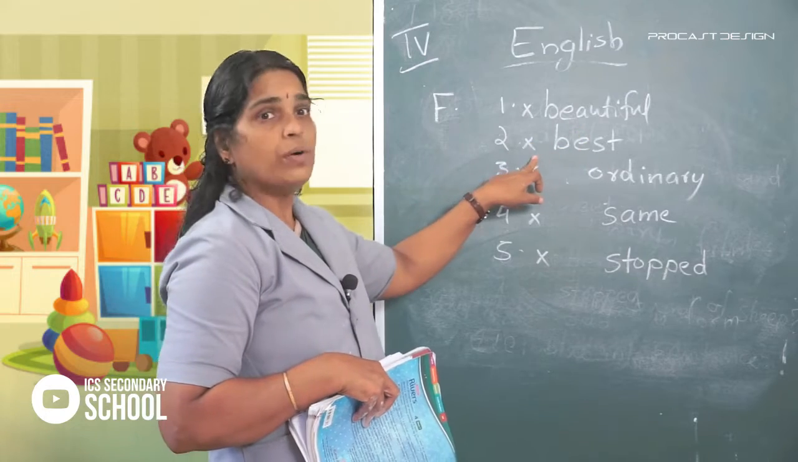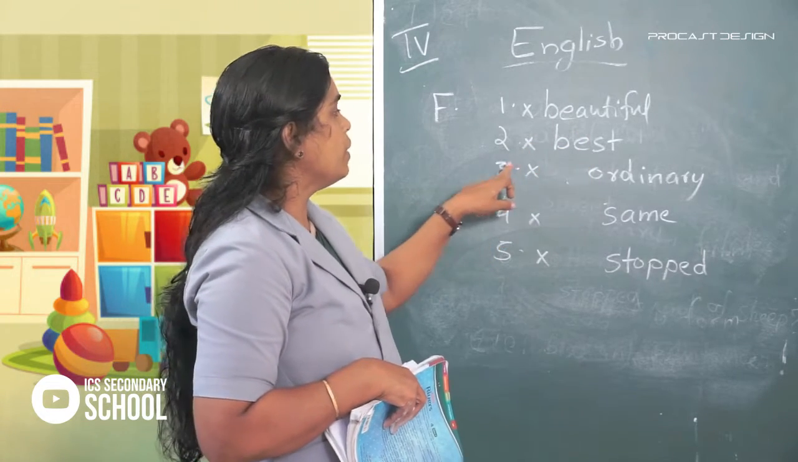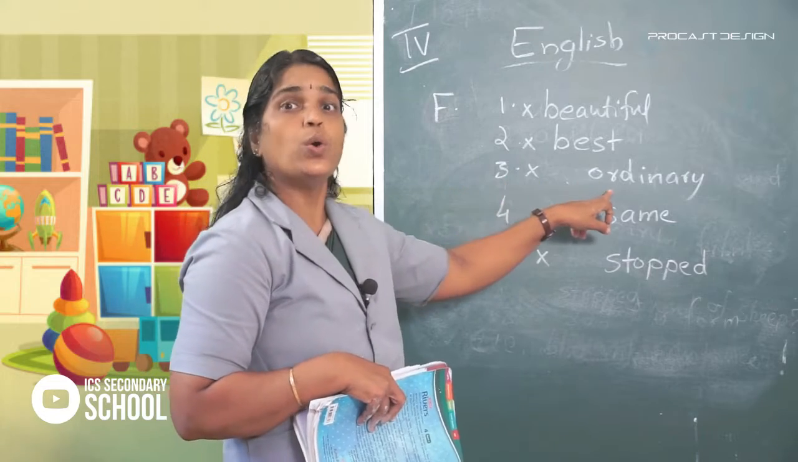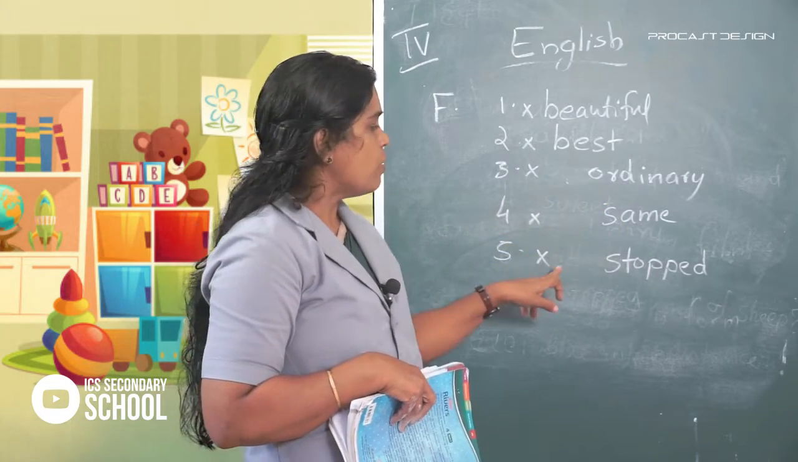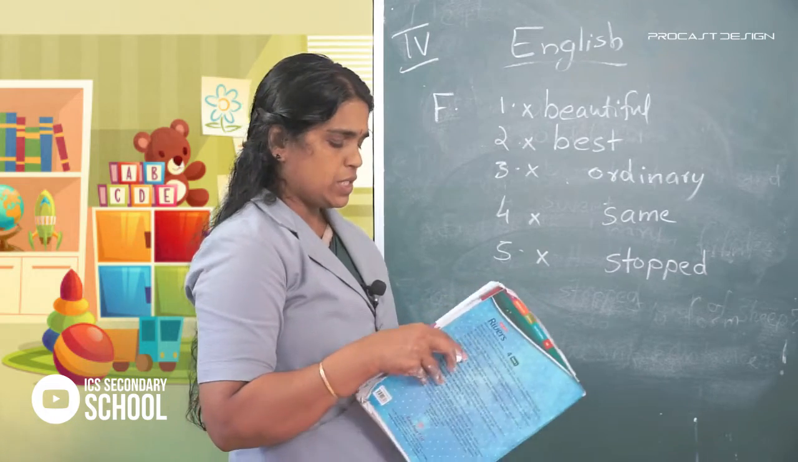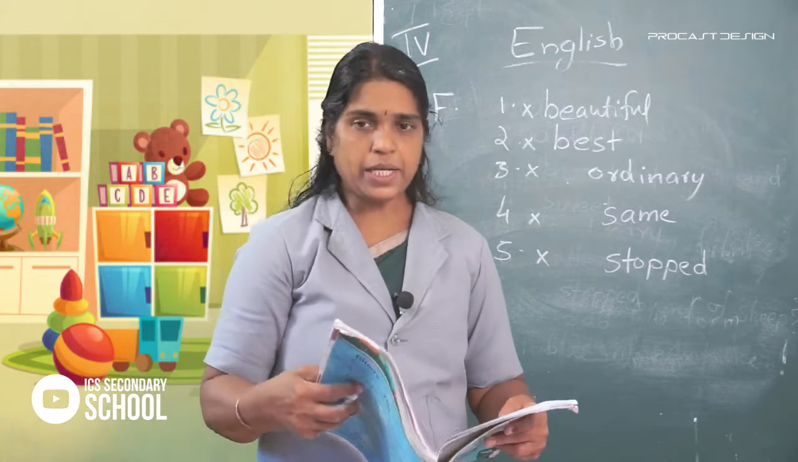Then, what is the opposite of ugly? Beautiful. What is the opposite of worst? Best. What is the opposite of extraordinary? Ordinary. What is the opposite of different? Same. What is the opposite of started? Stopped. Began, stopped. Okay. Then listen and speak.